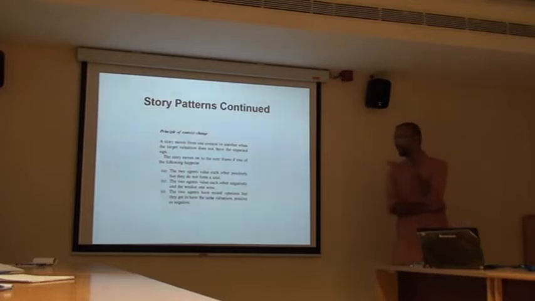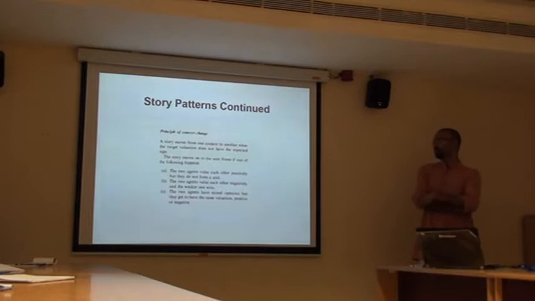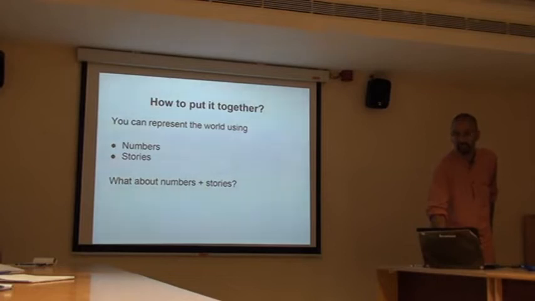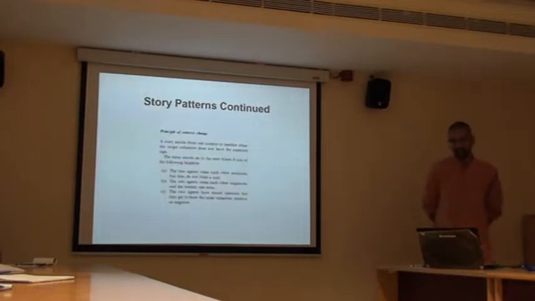They value each other negatively, and the weaker one wins. The two agents have mixed opinions, but they get to have the same valuation, positive or negative. These are essentially the only ways that the story can move. A weaker one means the person who is more negative. The two agents value each other negatively, and the weaker one wins.